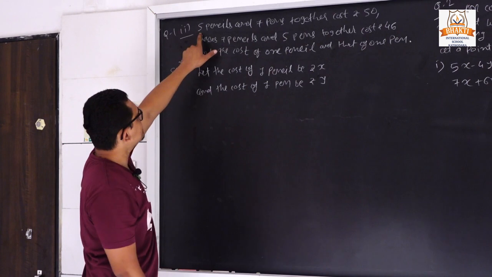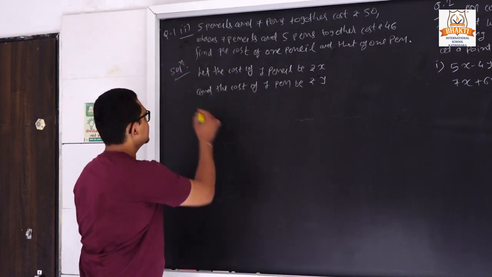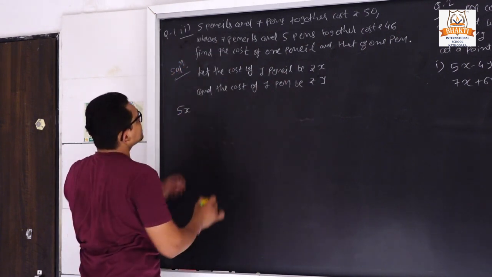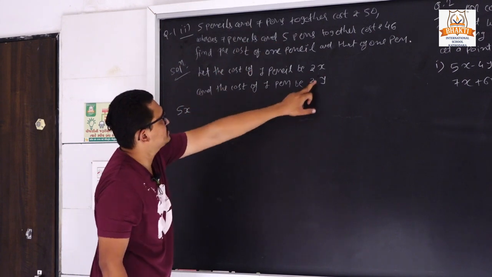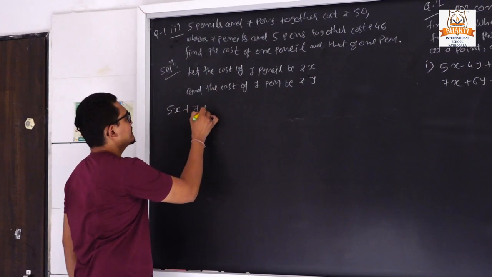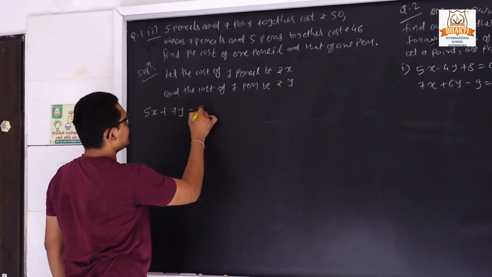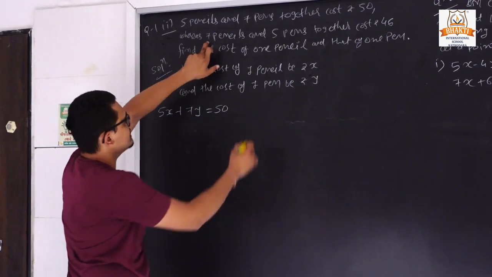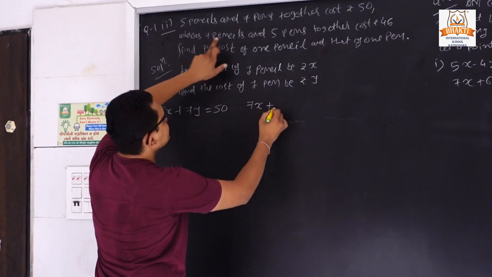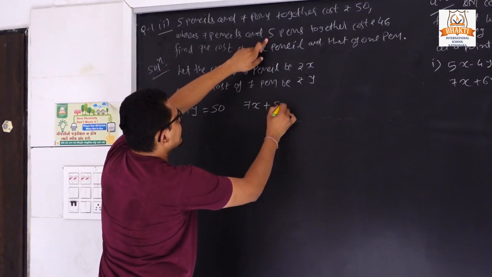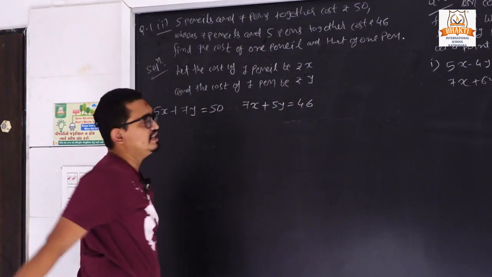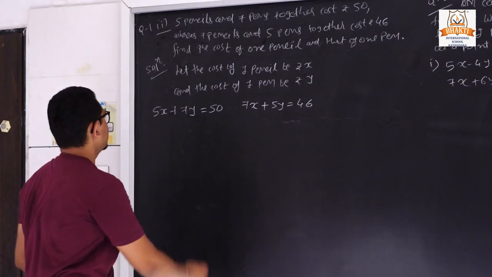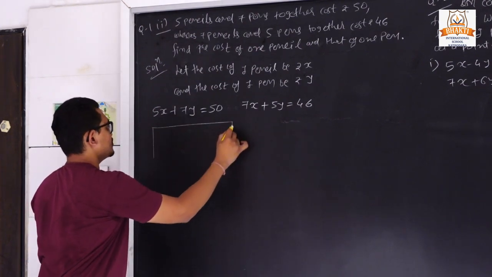So here how many pencils? 5 pencils, so 5x, first equation, and 7 pens, so plus 7y. So how many rupees we need to pay? It is 50 rupees. Now second, 7 pencils, so 7x, and 5 pens, so 5y is equal to 46. Now we need to find its solution.